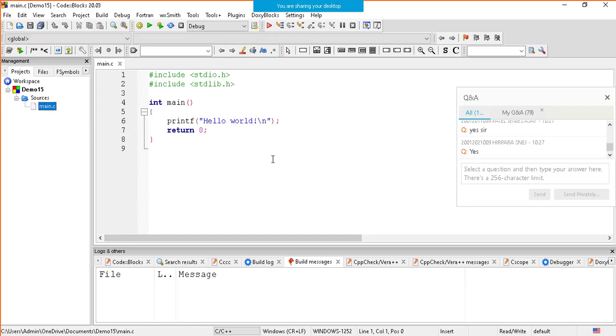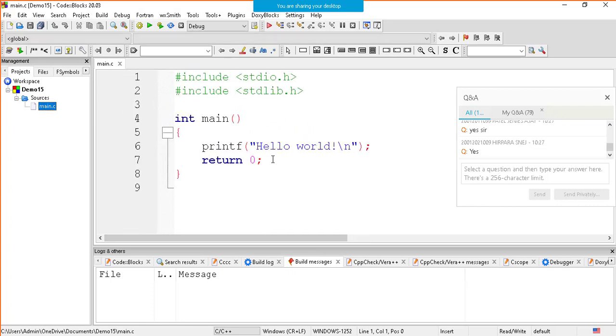I hope you are able to see the font very clearly, right? What is the extension of a C file? It's .c. It has to be .c. For C++ it's .cpp, for Java it's .java, for Python it's .py. Similarly for C programming it's .c. I hope I have answered your query, right?